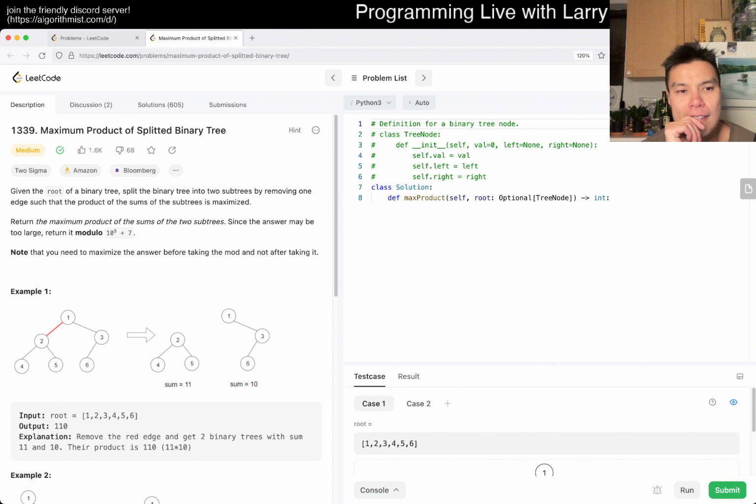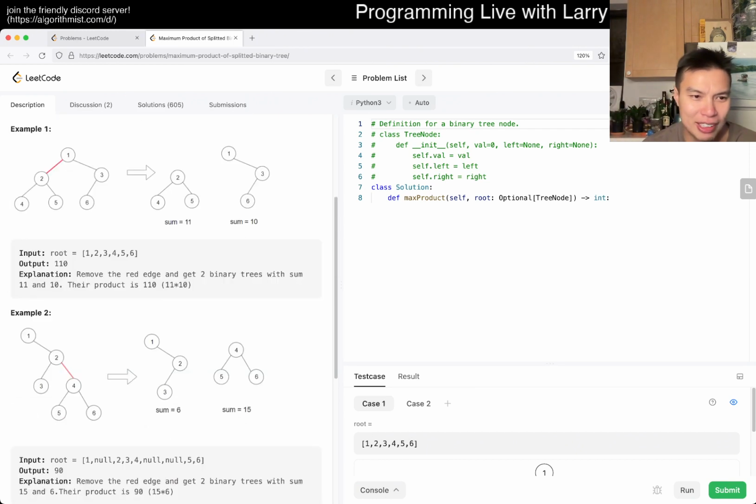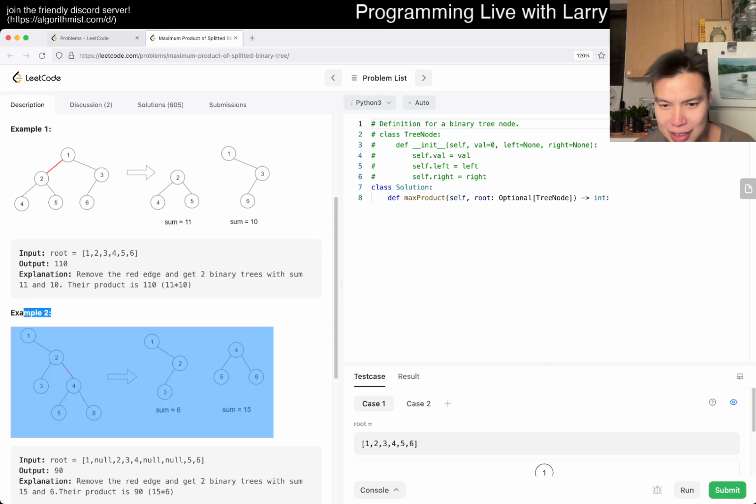There are a couple of ways you can do this problem. The way that I'm going to do it is just by recursion. The way to think about it is, instead of thinking about one subtree and then the other subtree, let's think about it in terms of the example here. I don't know if you could see me highlighting it.